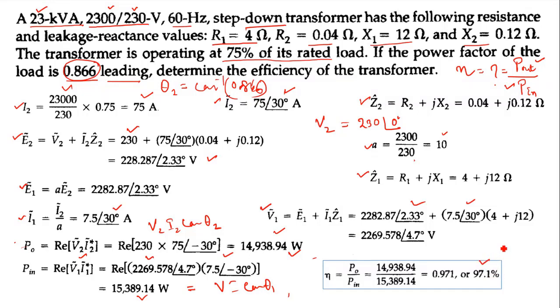Okay. So I hope everybody understood this problem, simple problem. Here actually the non-ideality of the core is not considered. Only we are considering the non-ideality in the winding, and we found this efficiency. Now, if we consider the finite permeability, what will happen in case of a transformer?